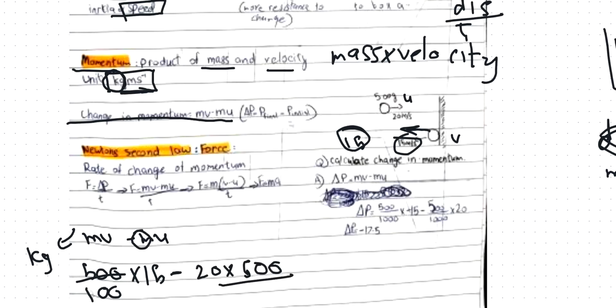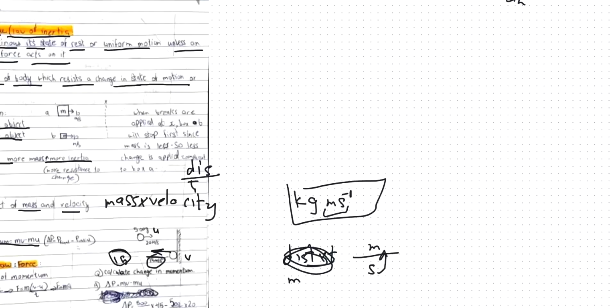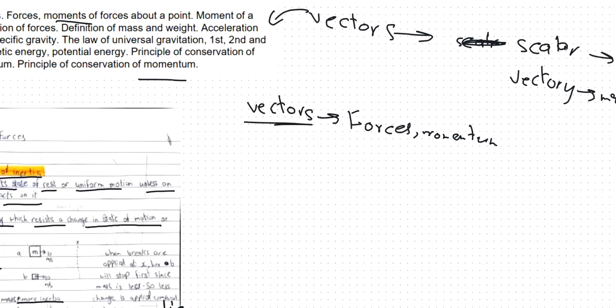Now there is one problem here though. Remember, I told you momentum is a vector quantity. So momentum will have direction as well. What do I mean by direction?